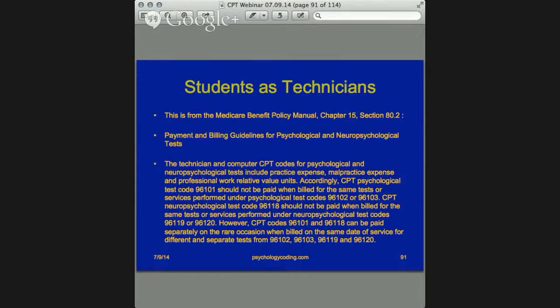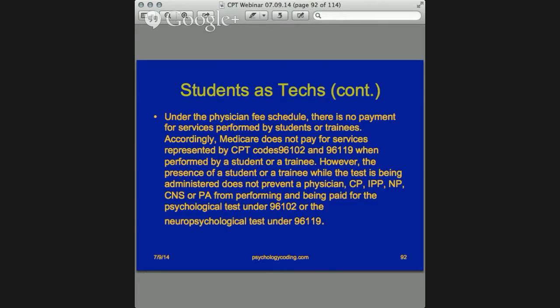Under the physician fee schedule, there is no payment for services performed by students or trainees. Medicare does not pay for services, including 102 and 119, when performed by a student or trainee. However, the presence of a student or trainee while a test is being administered does not prevent, if you will, that service from being provided and billed by a third party.